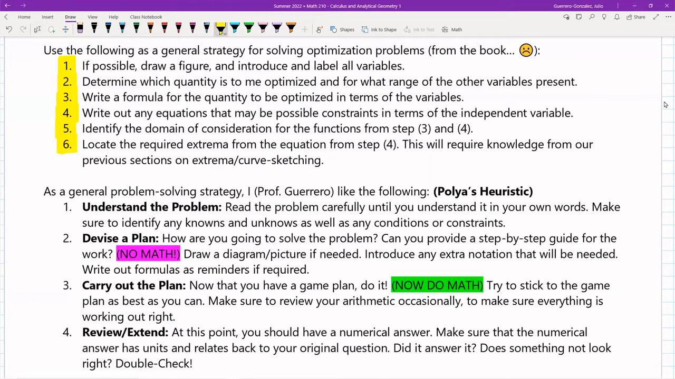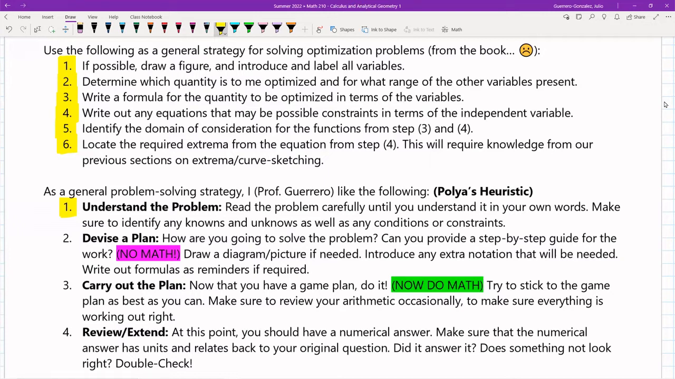Step one is just understand the problem. Read the problem carefully until you understand it enough that you can repeat it in your own words. Make sure you can identify any knowns and unknowns, as well as any conditions or constraints within the problem itself. If you need to, reread it again and again, and make sure you can identify every single little bit of the problem.